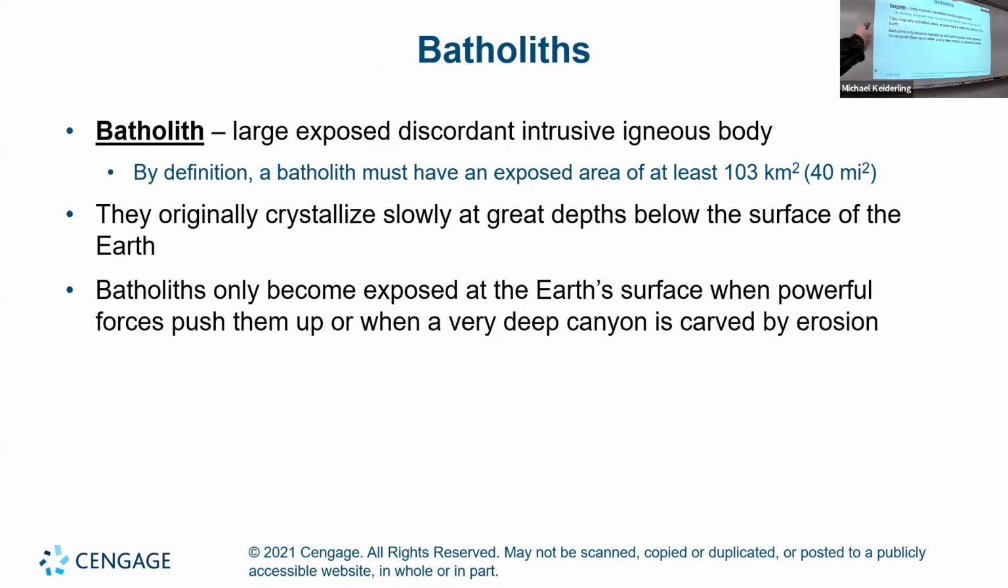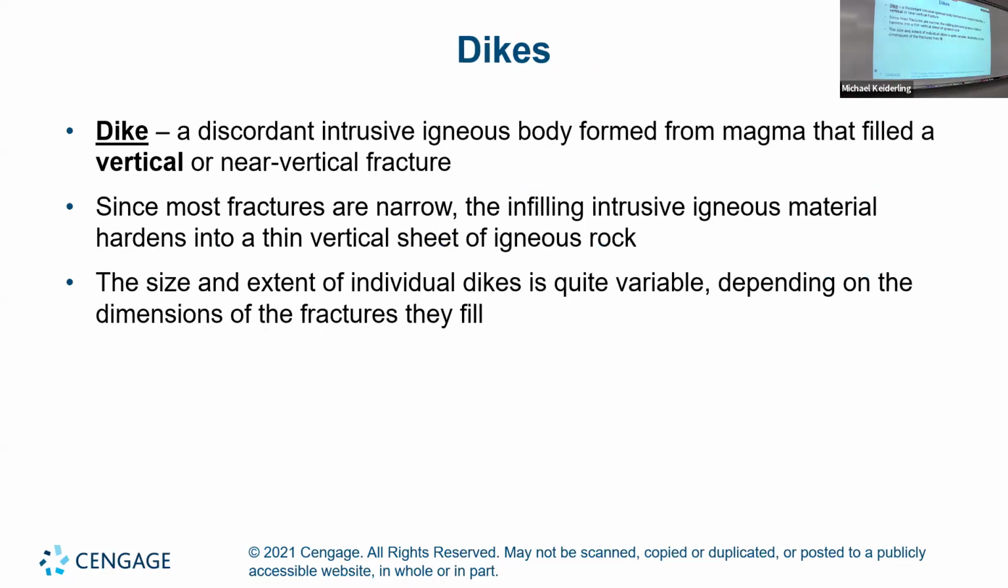that solidifies. So a batholith is a large, exposed, discordant, intrusive igneous body. The big thing about batholiths is they are big. They have an exposed area of at least 40 square miles, or 103 square kilometers. And they originally crystallized slowly at great depth beneath the surface of the earth. These are big areas that fill with magma and slowly cool. And they only become exposed at the Earth's surface when various forces push them up, or when a very deep canyon is carved by erosion. Something has to get down to where they are to expose them, and they're generally pretty deep.